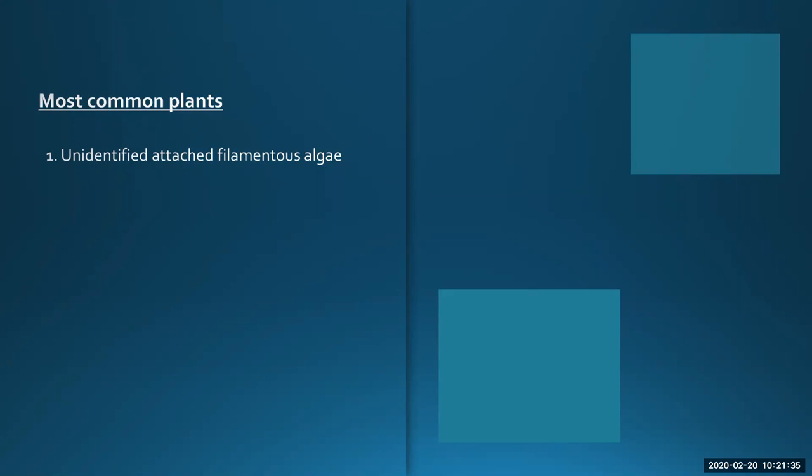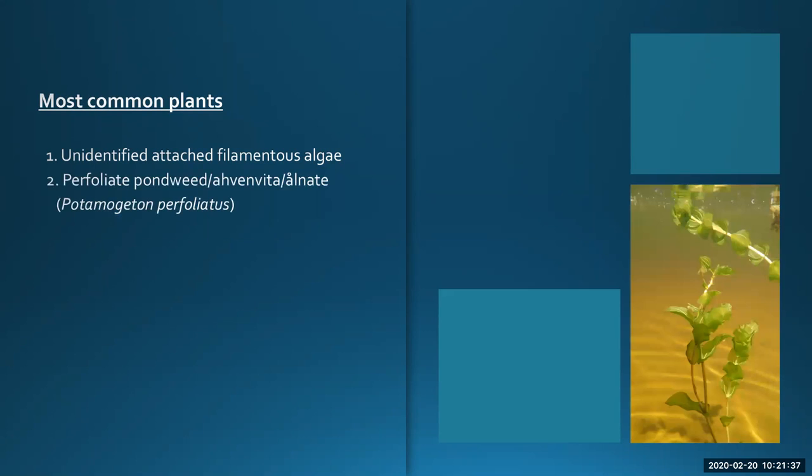But after that comes the perfoliate pondweed, Potamogeton perfoliatus, or Avenvita or Olnate. Yeah, and this is the one that grows, you find it pretty much anywhere. Deep, shallow, exposed, sheltered places. It's a very, very universal plant.